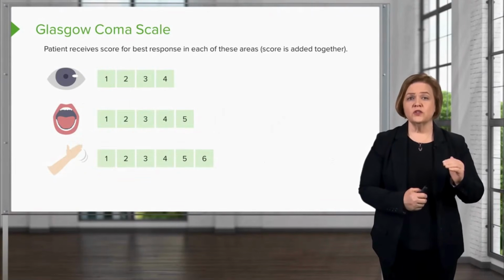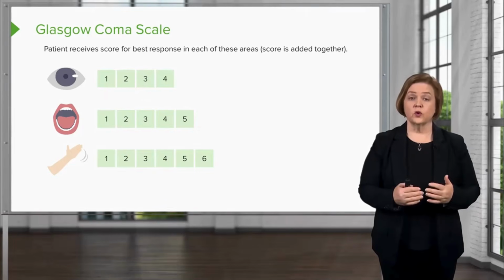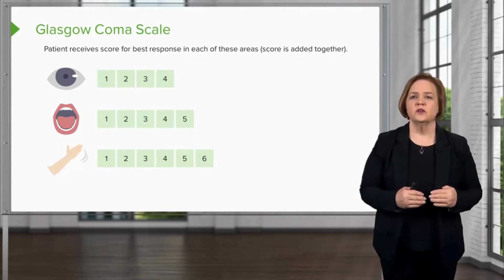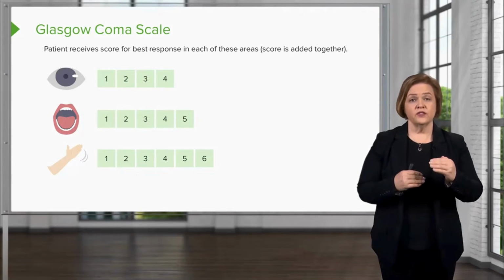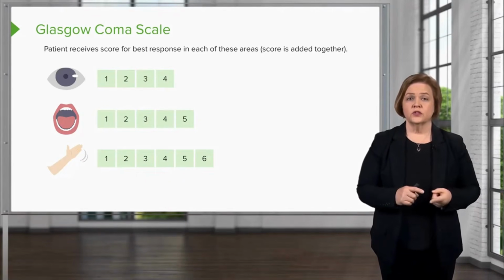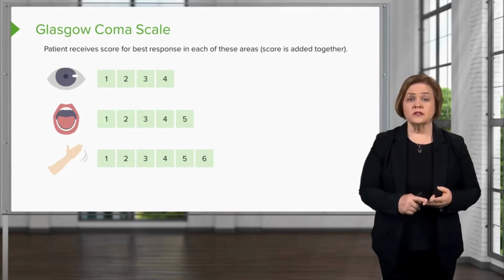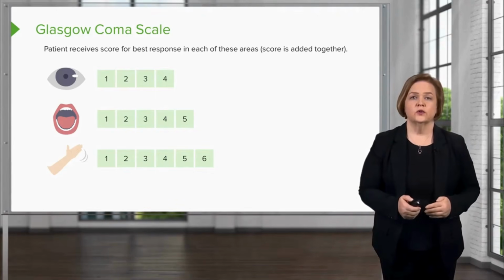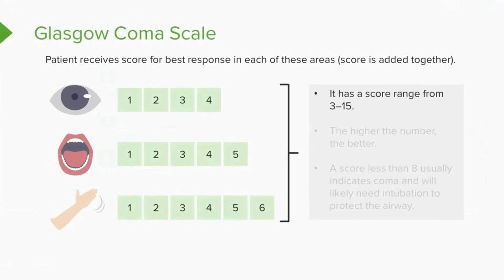Now, we've shown you the numbers there because patients get a score because you assess them and give it to them for their best response in each one of these areas. Then you add the 3 scores together. So we'll look at their eyes, their verbal response, and their motor response, and we give them a score. Add them together, and that is their total Glasgow Coma Scale score. Now, it has a range from 3 to 15.